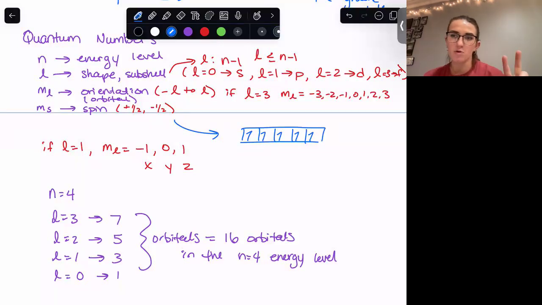Two electrons in the same orbital cannot have the same spin. You can't have 2 up spins and you can't have 2 down spins. So your down spin will be -1/2, your up spin will be +1/2. By convention, usually the up spin goes first. So if you're going to write a quantum number, usually do the up spin first.